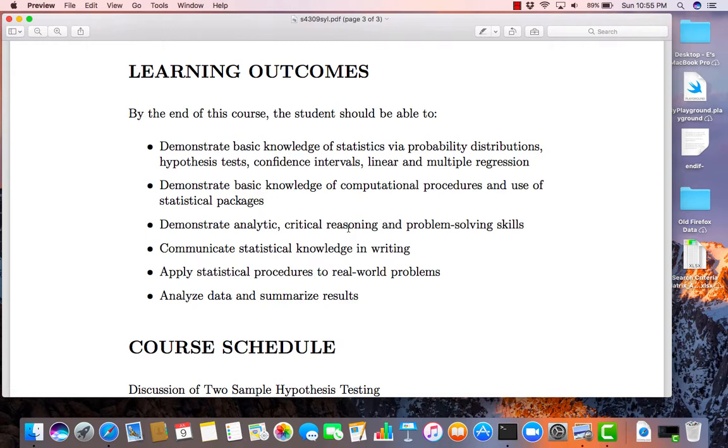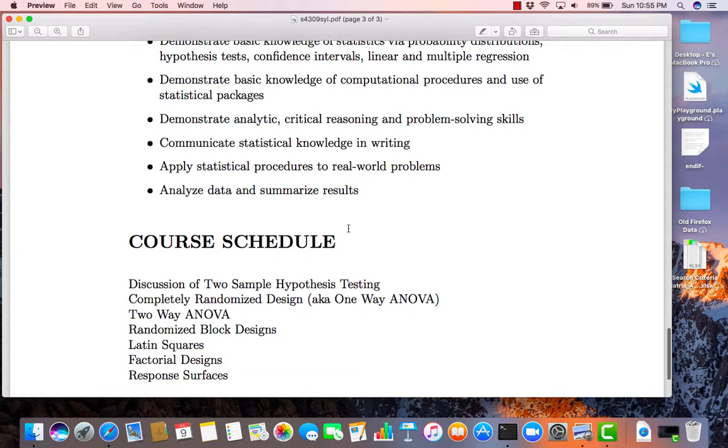We're going to be learning a stat package called R. If you don't already know how to do it, which a lot of you probably do, we'll get to that in a second.